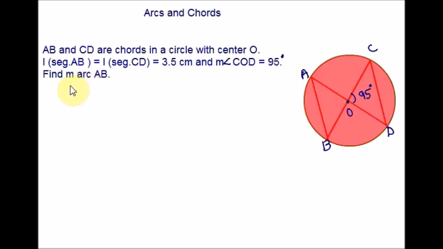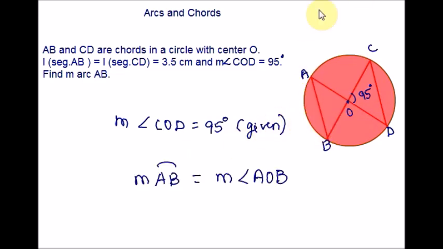Here is an example. AB and CD are two chords in a circle with center O. Segment AB is equal to segment CD, which is equal to 3.5 centimeters. The measure of angle COD is 95 degrees. These are the given information. We are supposed to find the measure of arc AB. So 95 degrees is given. The measure of arc AB is equal to the measure of angle AOB. Am I right? From the very first theorem.